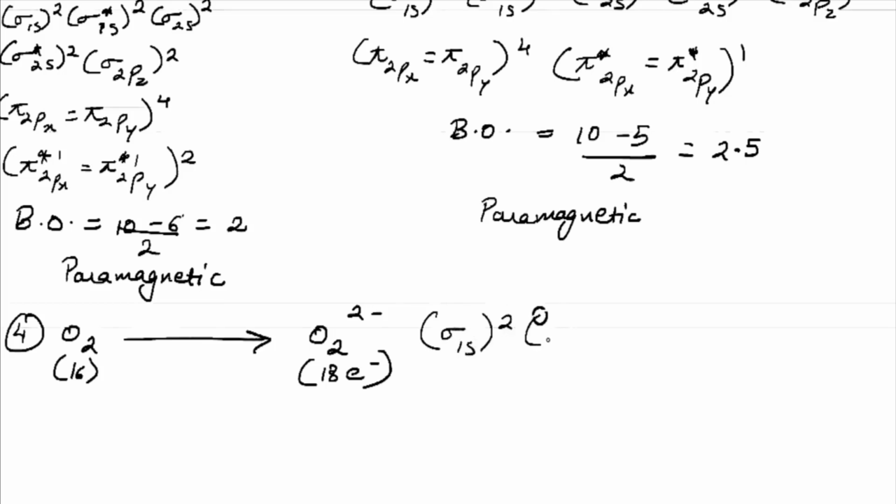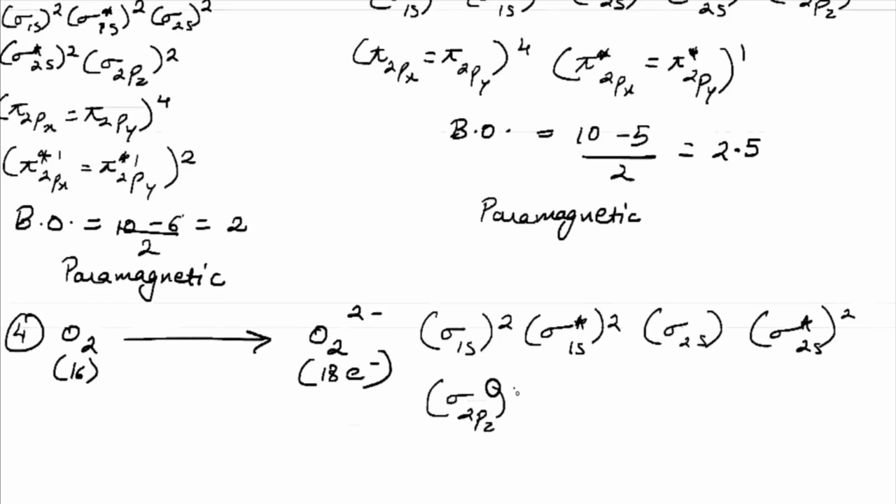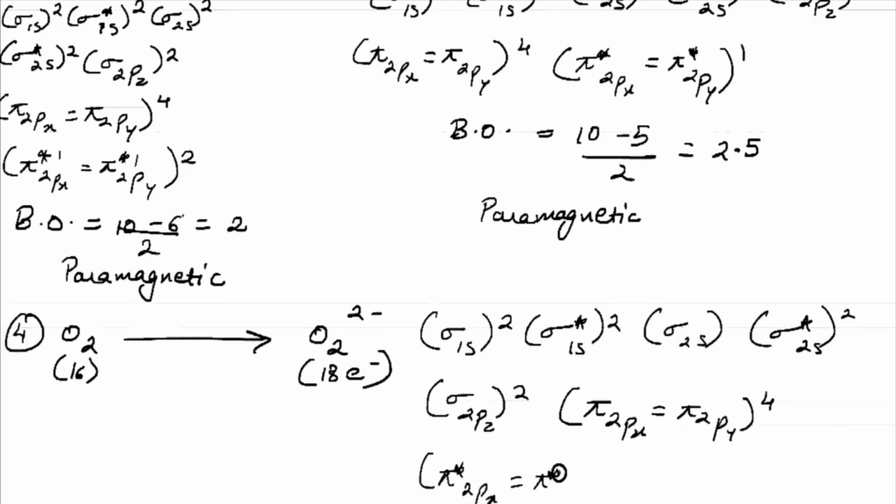So, sigma 1s2, sigma star 1s2. Then we have sigma 2s2, and then we have sigma star 2s2. Then comes your sigma 2pz2. Then comes your pi 2px = pi 2py, the whole raised to 4. And then there are 2 electrons in addition in the pi star orbitals. So pi star 2px = pi star 2py, the whole of 4.